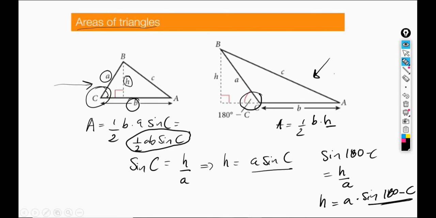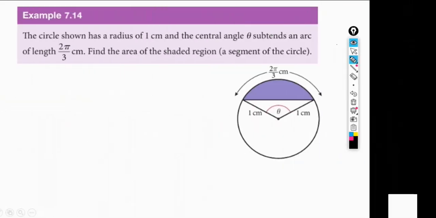But we know from the properties of sine that sine of 180 minus C is the same as sine of C. So we end up with the same formula. We end up again with 1/2 AB sine of C. So that means that this formula holds true for an acute triangle or an obtuse triangle.